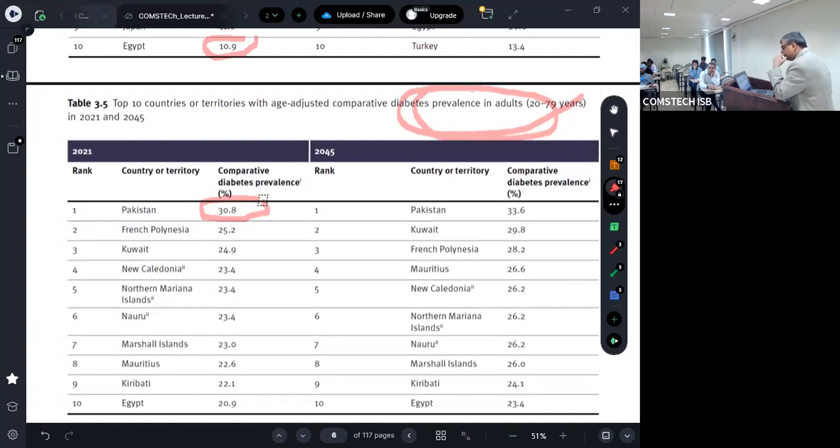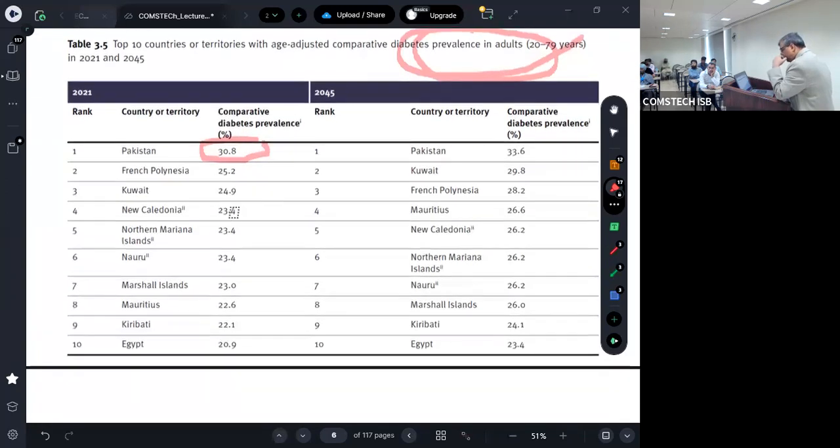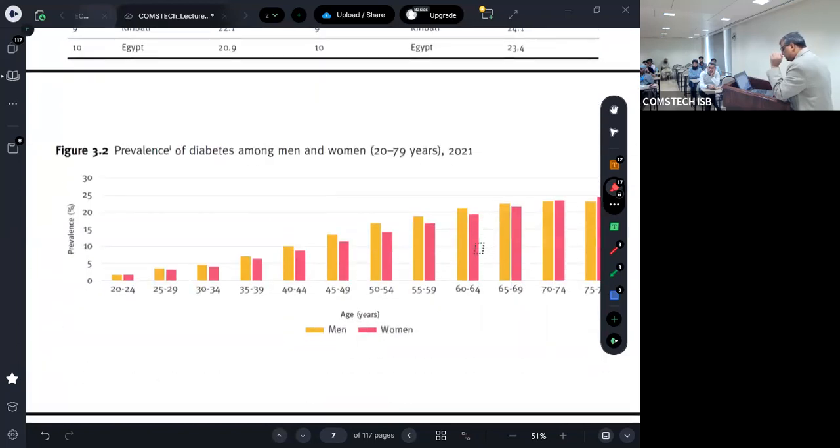Kuwait is also there. Here is 2021 and here is 2045, which is estimated. Some countries will see more, and some may increase or decrease. Prevalence is high in Pakistan. This prevalence is not gender biased; male and female, all ages from 20 to 75, go hand in hand with a similar pattern.